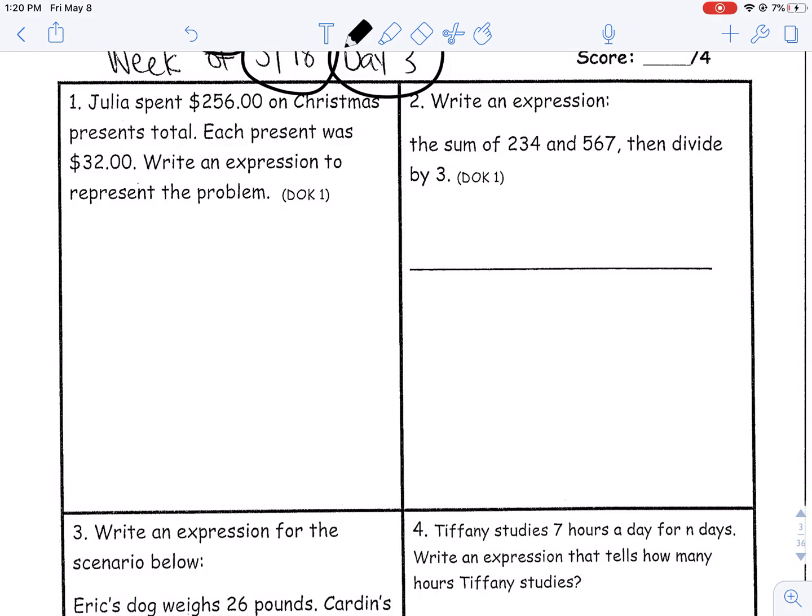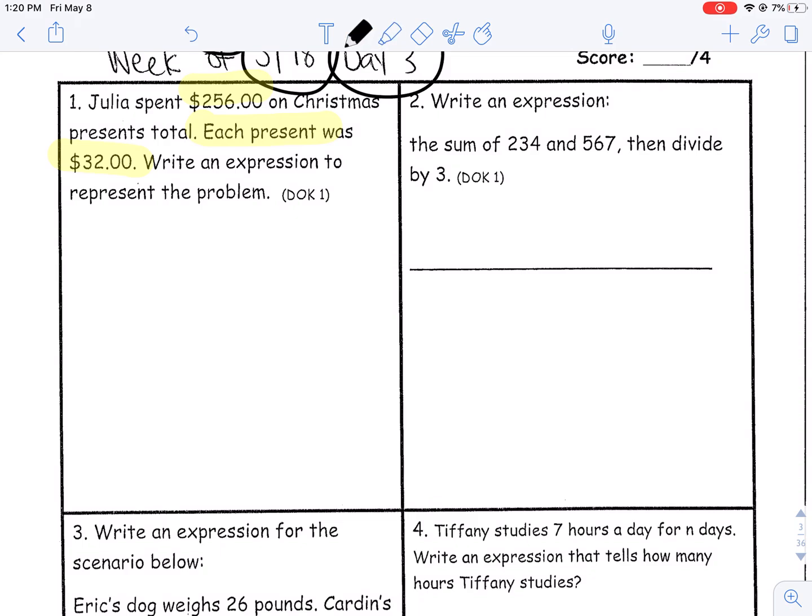So this one is super easy because I only have to write the expression. I don't even have to actually do the problem. So I want to point out some important things. $256, $32. Each present was... So I know that each present was $32 for a total of $256. So there's a few different ways that I could write this, and I'm going to show you the different ways.